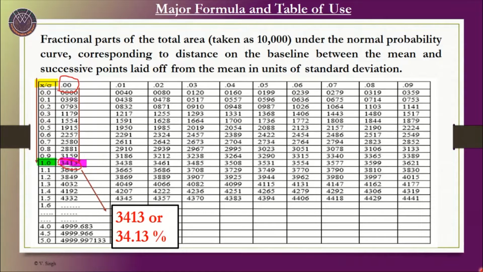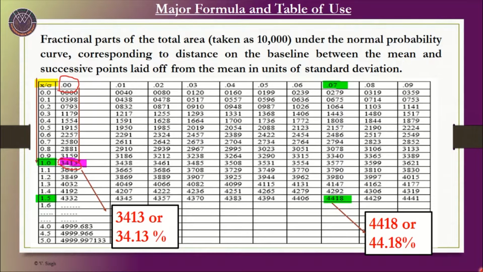Similarly, if we have to find the percentage of the distribution between the mean and 1.57 sigma, we go down the x by sigma column to 1.5, then across horizontally to the column headed by 0.07 and note the entry 4418.